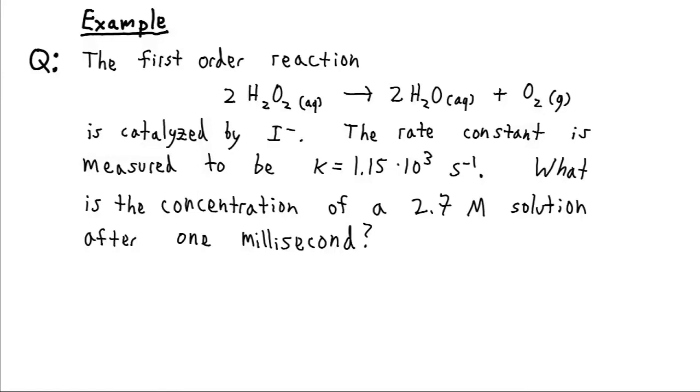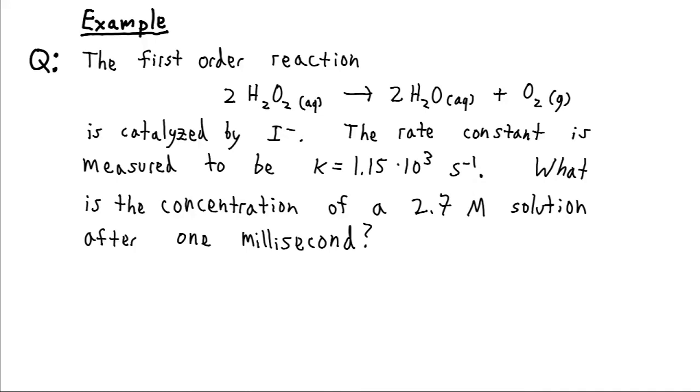Let's say that we had a first order reaction now. Hydrogen peroxide decomposing to give us water and oxygen. The rate constant here will be 1.15 times 10 to the 3 inverse seconds. Note that we have different units since this is now a first order reaction. What will be the concentration after a millisecond if we start at 2.7 molars?